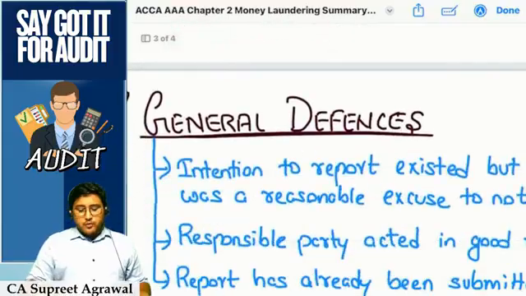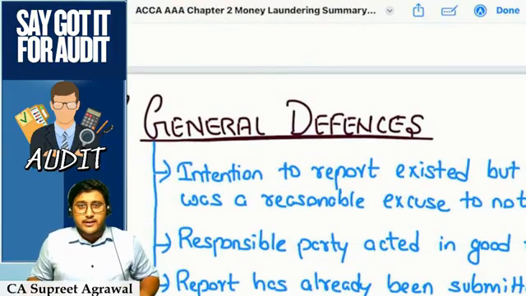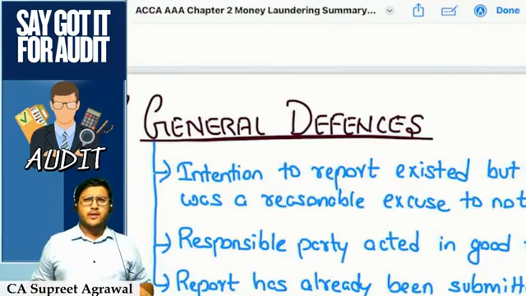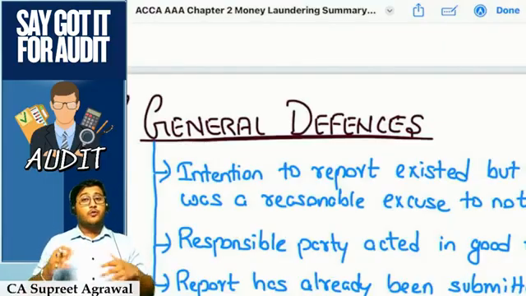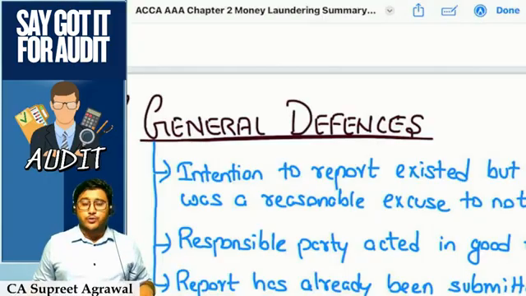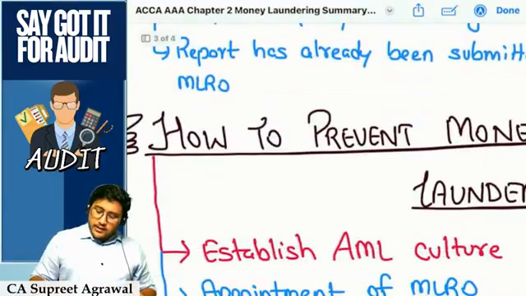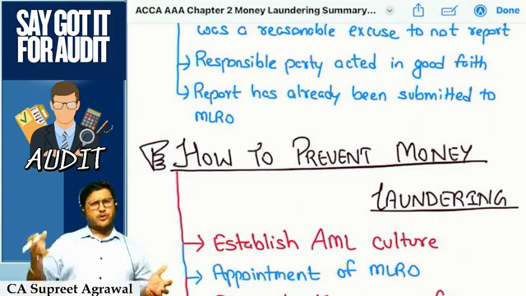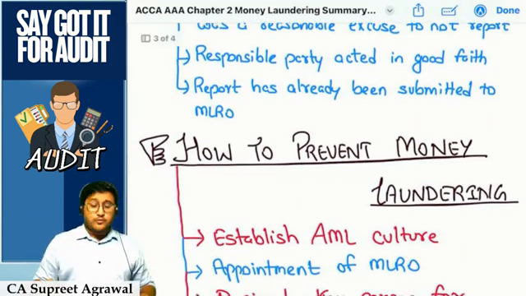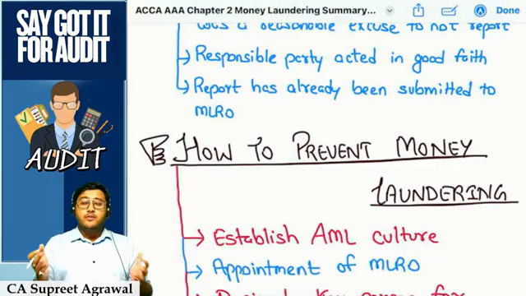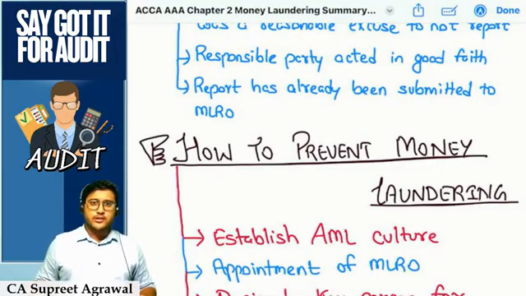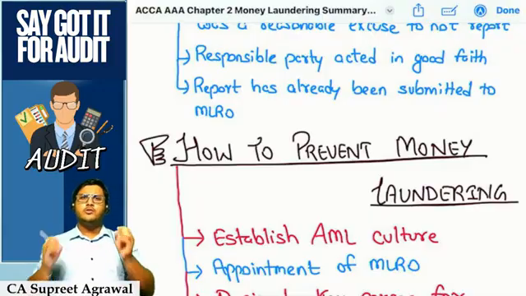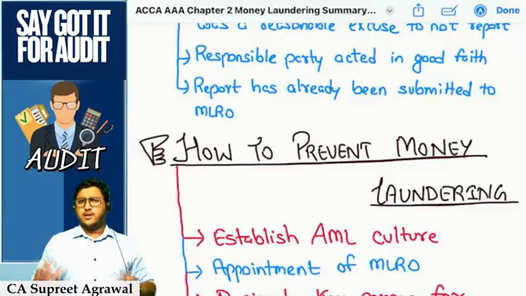Okay, then we will be moving towards the general defenses. That is, if you are accused of a money laundering transaction or a money laundering activity, then what might be the defenses that might be available to you. It is very much important for us as ACCAs to know about it. Then we will be going for the most important discussion for general life, although not for the purpose of examination, but for the purpose of general life, that is, how do we prevent money laundering. That is very important for us to understand. Even if we understand money laundering to the best of our capabilities, it is not enough. We should also understand how we prevent it.